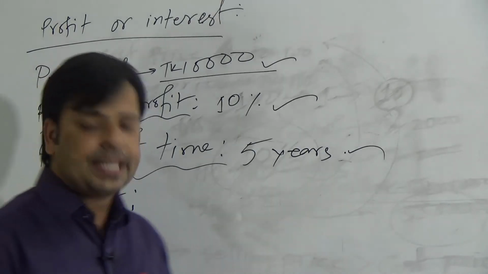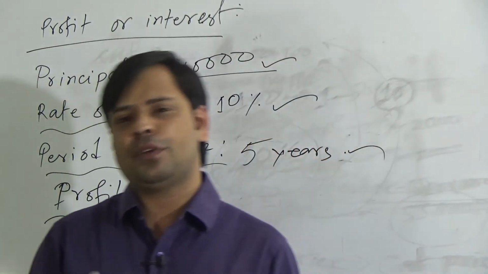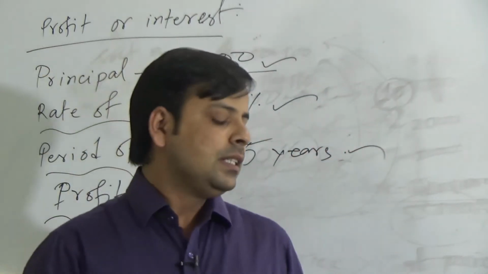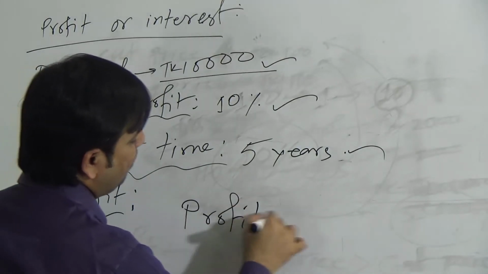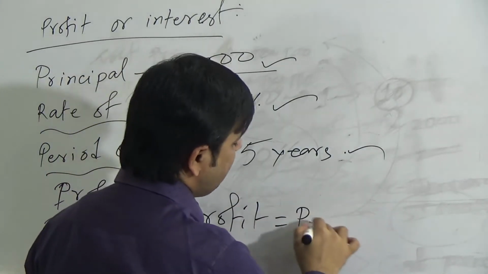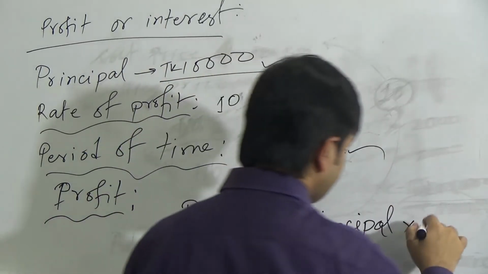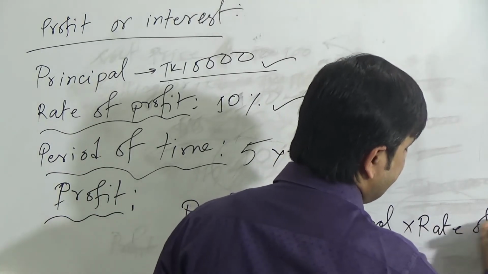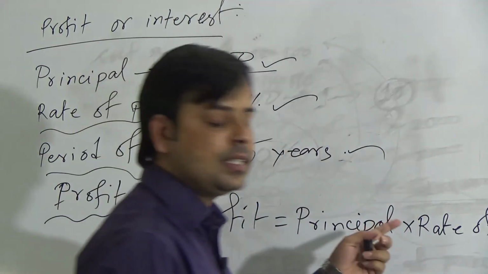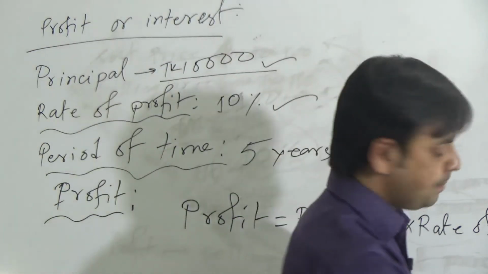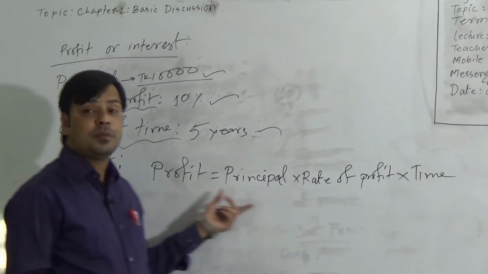Dear students, in case of simple profit, we will use some algebraic symbols for determining the profit. You know the formula for profit is profit equal to principal multiplied by rate of profit, then multiplied by time. So this is the formula for profit.